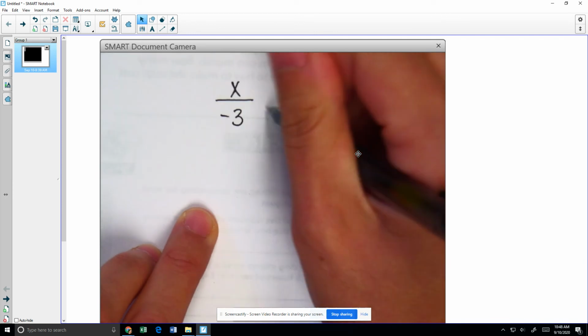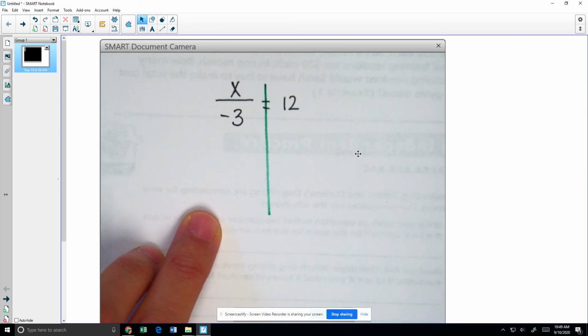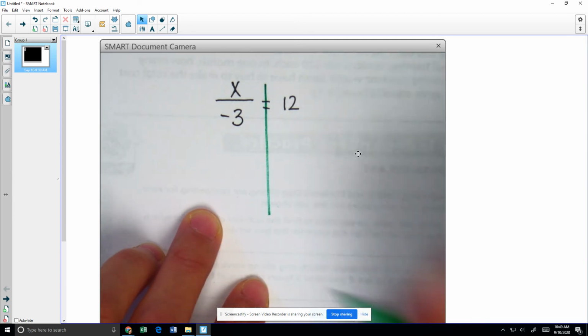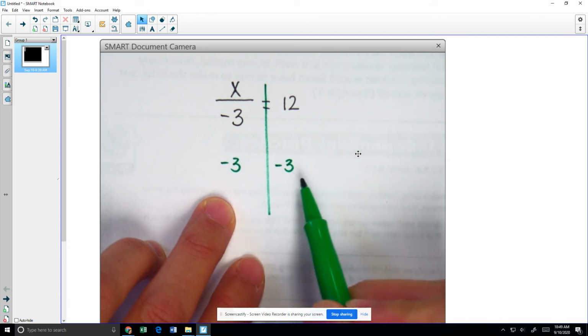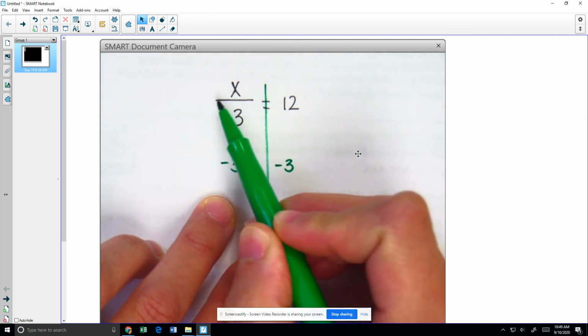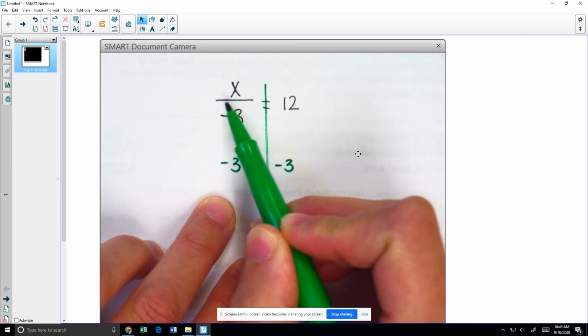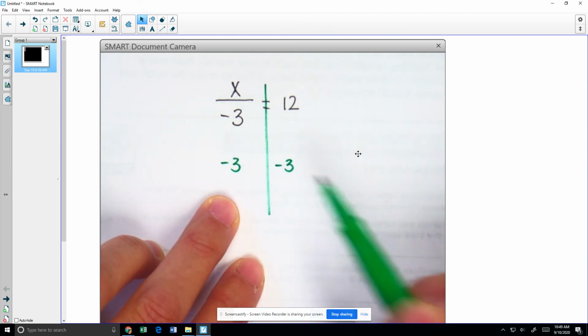x over -3 equals 12. Someone other than Jose, someone other than Jama, someone other than Brooke. What's the number that I need to drop down on both sides? Thank you, Hannah. -3. Thank you for saying negative. It's not a positive. I'm not adding 3 to both sides. The reason I'm not adding 3 is because you have to look at how they're connected first. They're connected by that symbol. So how do I actually move the -3?